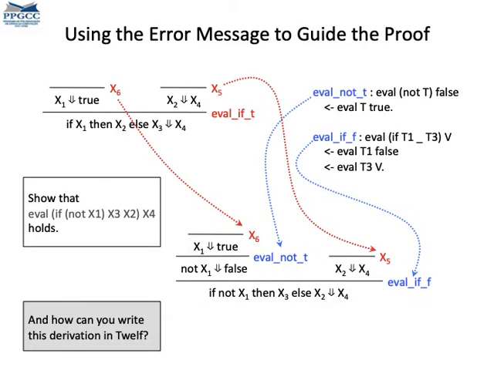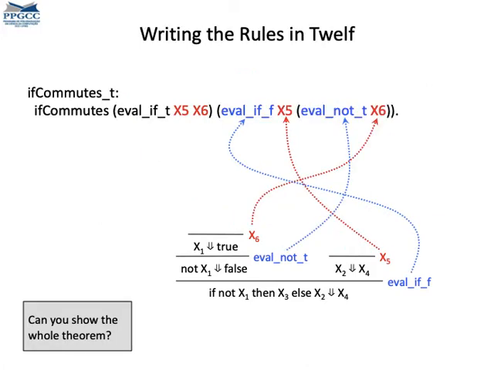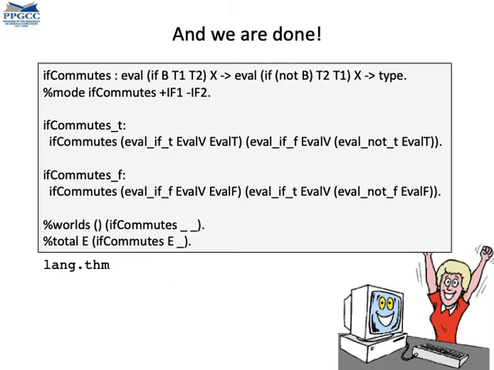We can use the error message to find the proof that we want. Basically, from x6 we get that not x1 evals to false by applying x6 as the premise of eval-not-t. And together with x5, we have the premises for eval-if-f. Plugging everything back into the proof of the theorem, we get this case for if-commutes-t. And that's how the entire program looks like. We get an OK when we run it through the Twelf server.